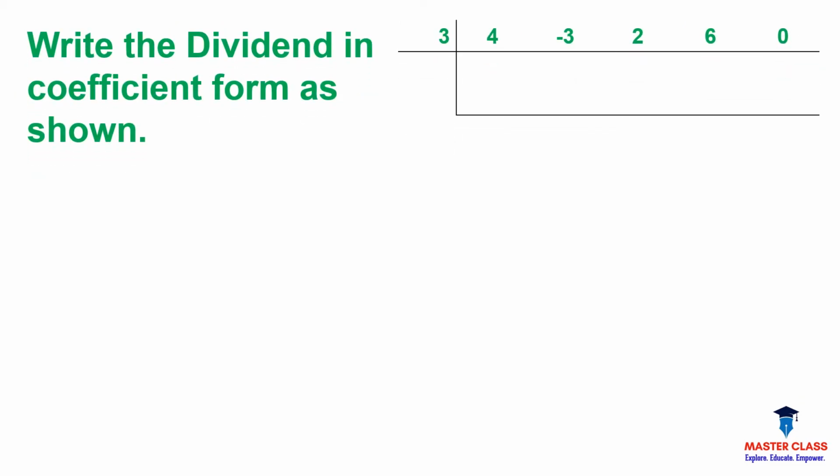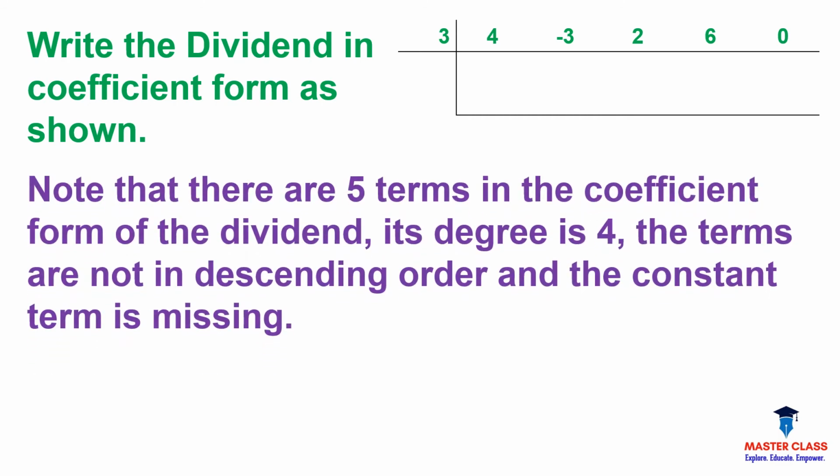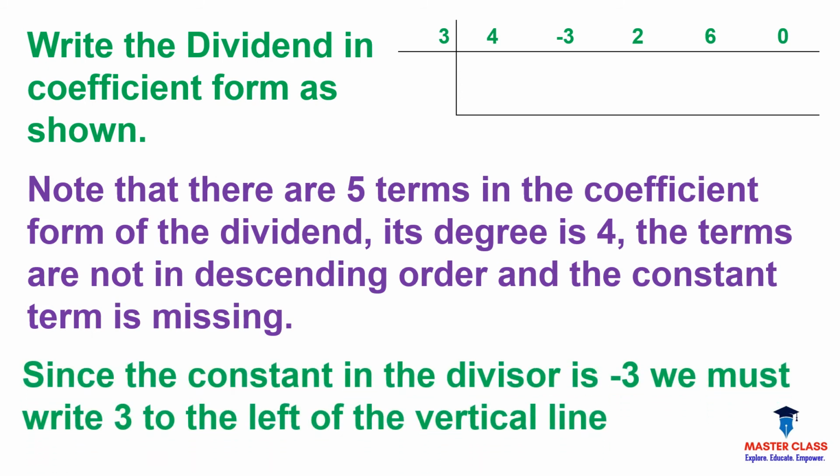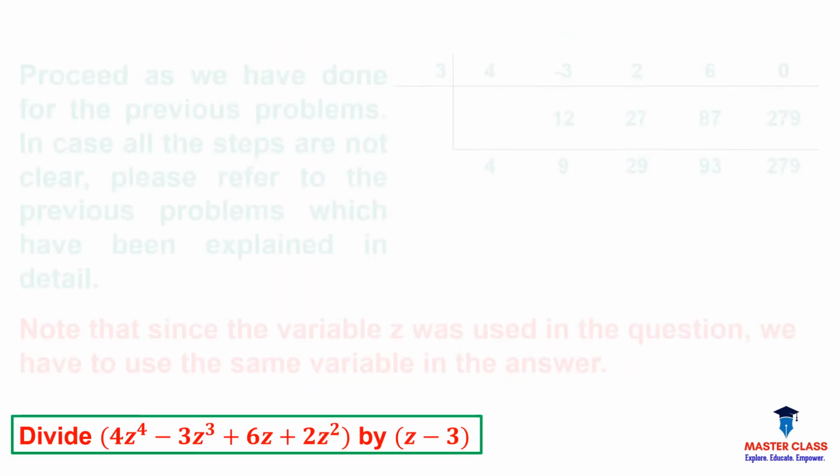Write the dividend in coefficient form as shown. Note that the terms were not in descending order of their exponents and the constant term was missing. We must first rearrange the terms in descending order of their exponents and then write 0 in place of the missing constant term. Also note that there are 5 terms in the coefficient form of the dividend, so its degree is 4. Since the constant in the divisor is minus 3, we must write 3 to the left of the vertical line.